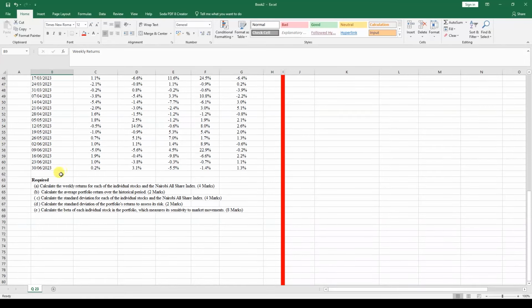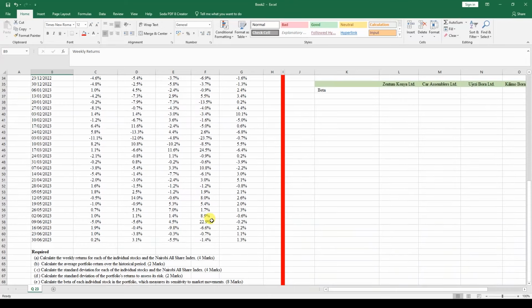Now, you are required to calculate the weekly returns for each of the individual stocks and the Nairobi All Share Index. Calculate the average portfolio return for the historical period. You're told to calculate the standard deviation for each of the individual stocks and the Nairobi All Share Index. Then calculate the standard deviation for the portfolio returns to assess its risk, and calculate the beta of each individual stock of the portfolio, which measures its sensitivity to market movements. This is a 20 marks question.